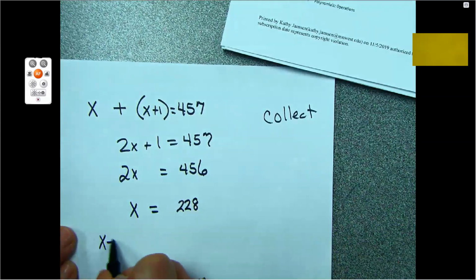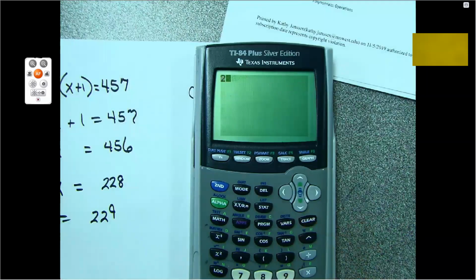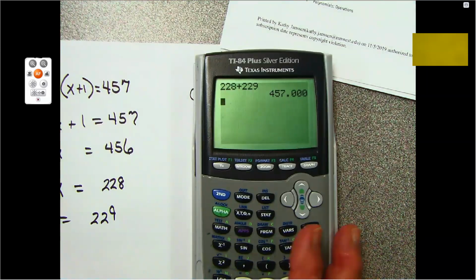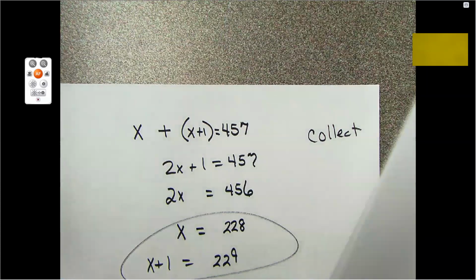So then x plus 1 would be 229. Check: 228 plus 229 is equal to 457. So your facing page numbers are 228 and 229.